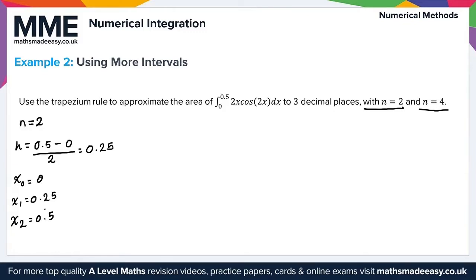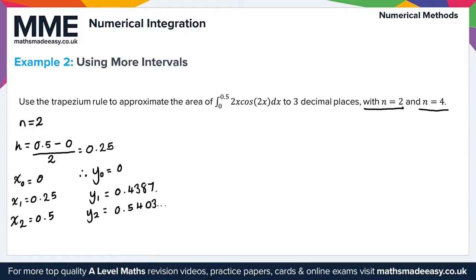What we do now is substitute these values into the equation, and that will give us the y values. Therefore y0 is equal to 0, y1 is equal to 0.4387, and y2 is equal to 0.5403.